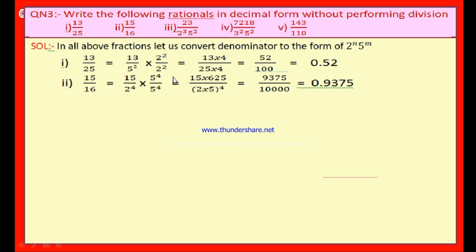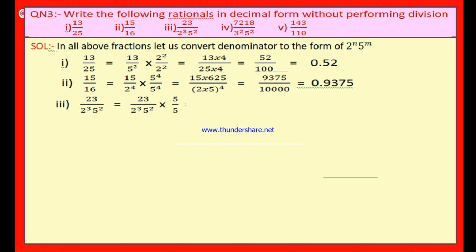Okay, 15 into 5 power 4 is 625. The denominator, 2 power 4 into 5 power 4, is 2 into 5 whole power 4. 5 into 5 into 5 into 5, if you multiply, you will get the product as 9375. 2 into 5 is 10, so 10 power 4 is 1 followed by 4 zeros, that is 10,000. Now, since there are 4 zeros at the denominator, there should be 4 places after the decimal. Therefore, the value is 0.9375.